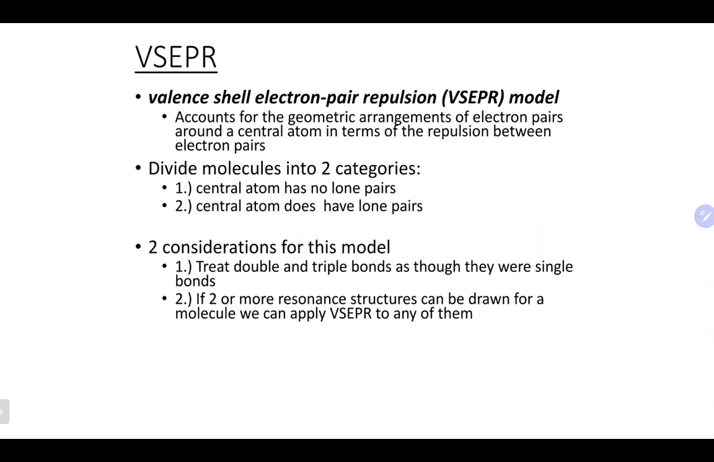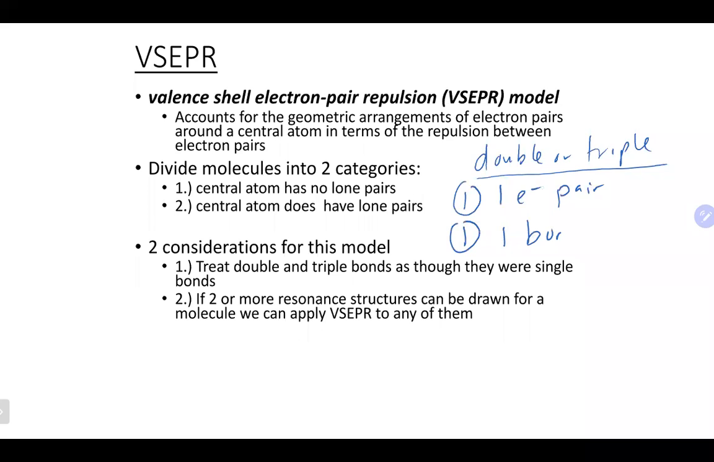There's one major thing that you need to keep in mind when you're doing geometry, and that is that if you have a double bond or a triple bond, it counts as 1 electron pair and 1 bond. That's really important when you're doing geometry. Any type of double or triple bond counts as 1 electron pair and 1 bond, because even though it's a double or triple bond, it's effectively moving as 1 unit. So that's why we treat it as 1.